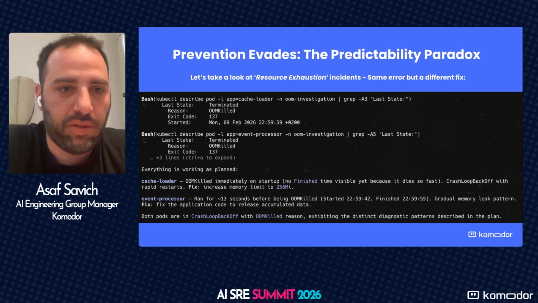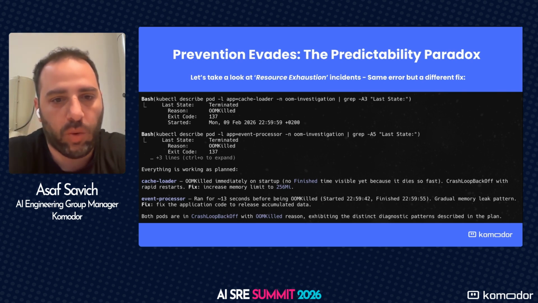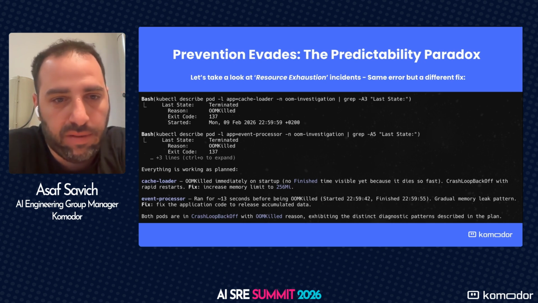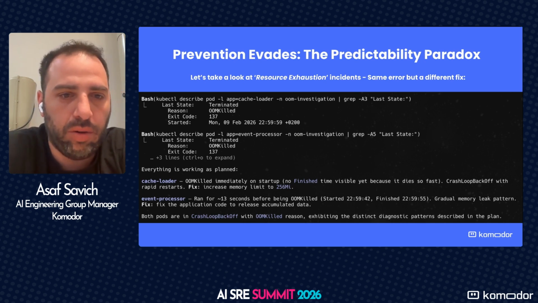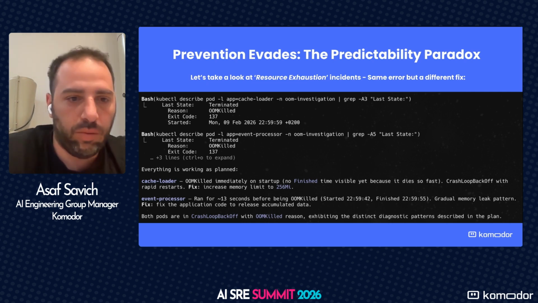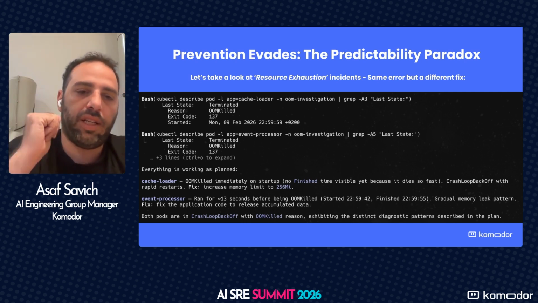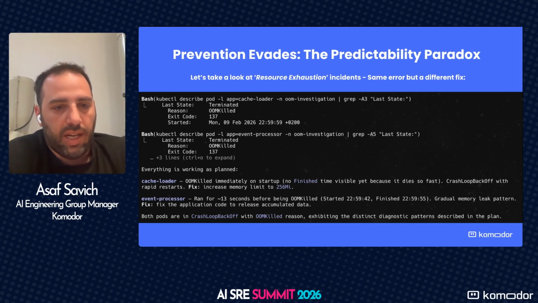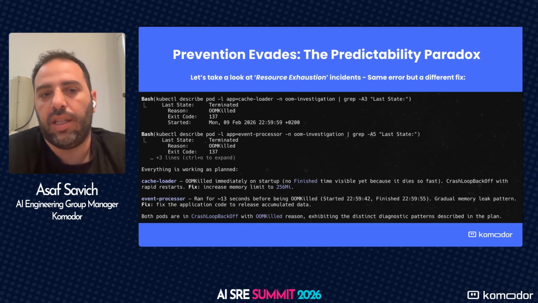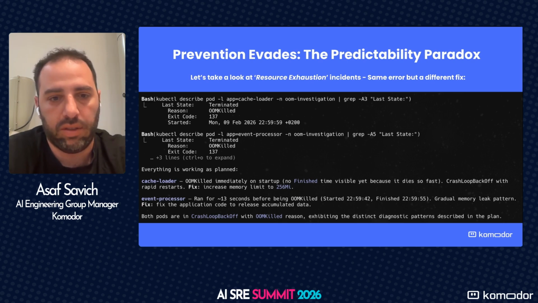So let's talk about the first use case. What we see here are two pods. The first is an application called cache loader. The second is an event processor. Both of them are OOMKilled, out of memory, at the same time even. And the cache loader is getting OOMKilled immediately on startup. So it starts, it's initialized, and then it crashes right away with an OOM kill. So we see here the service requires more memory than we allocated to it, right?